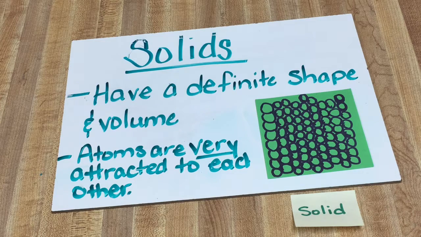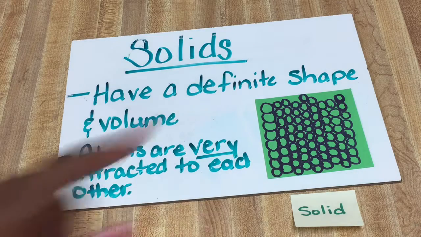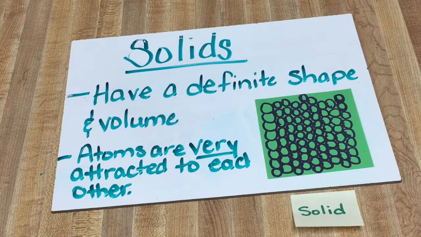What do you notice about those particles presented in the picture that I just displayed? If you look at them, those particles are very, very close together, and that's because they're very attracted to each other. They want to be close together, and that's what makes solids what they are. So a solid ice cube would be an example of a solid, okay? And those particles are very, very close together.